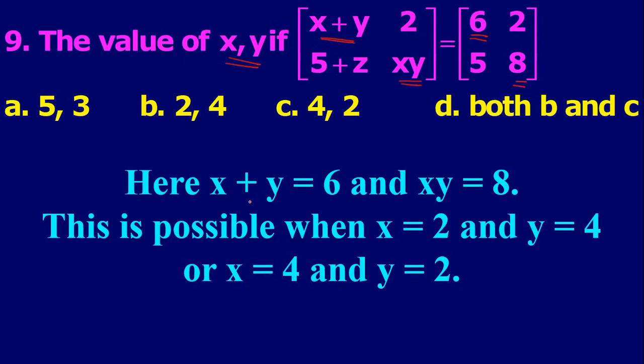That is, when we add these two numbers we have to get 6, and when we multiply these two numbers we have to get 8. And this is possible with x equal to 2 and y equal to 4, or x equal to 4 and y equal to 2. So we can take two options, that is x equal to 2 and y equal to 4, or x equal to 4 and y equal to 2. So therefore it is both option B and C. So option D is correct. Here x value may be 2 and y value is 4, or x value is 4 and y value is 2. So both option B and C are possible. So therefore option D is the correct answer.